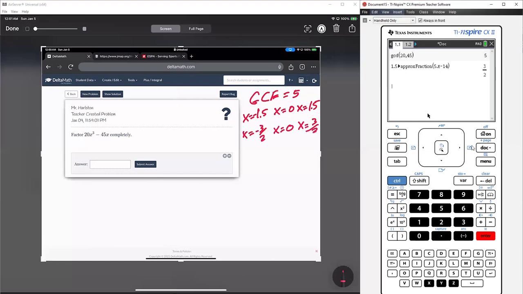Okay. Now, all we're going to do is set all these equal to 0. This one's already done, so we already know we have an x there. So this is going to be x plus 3 over 2 equals 0. This one's going to be x minus 3 over 2 equals 0.